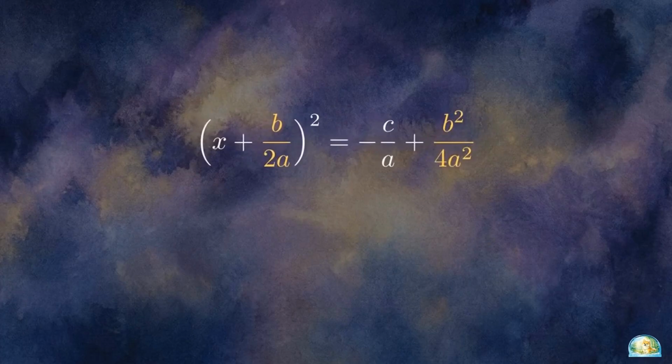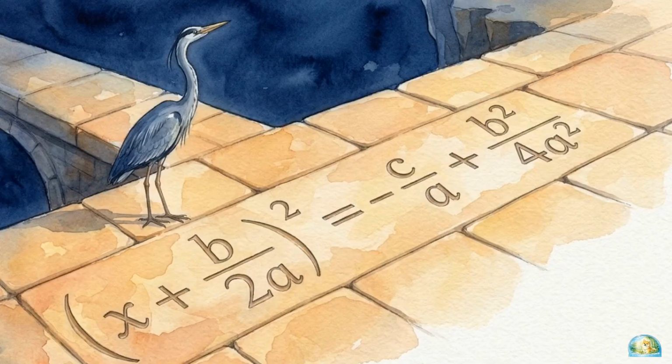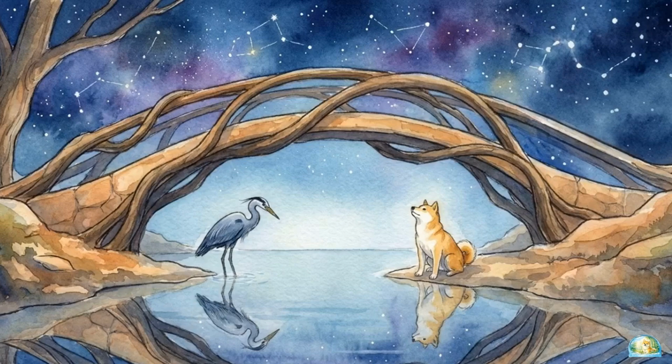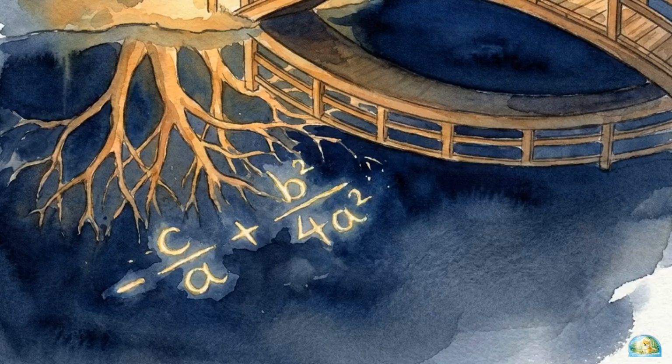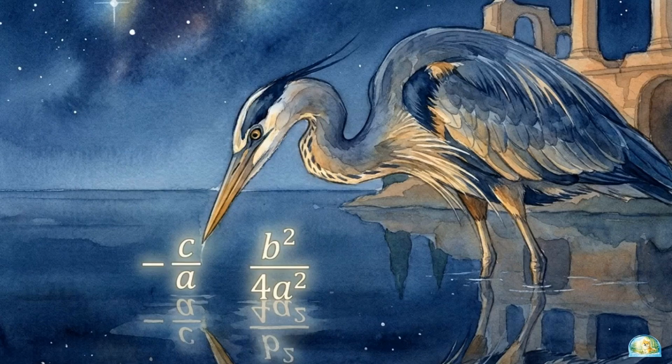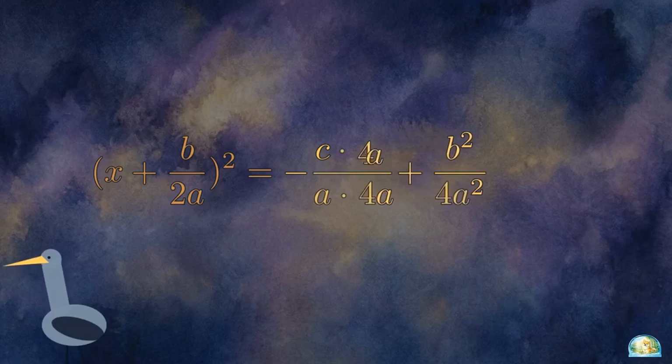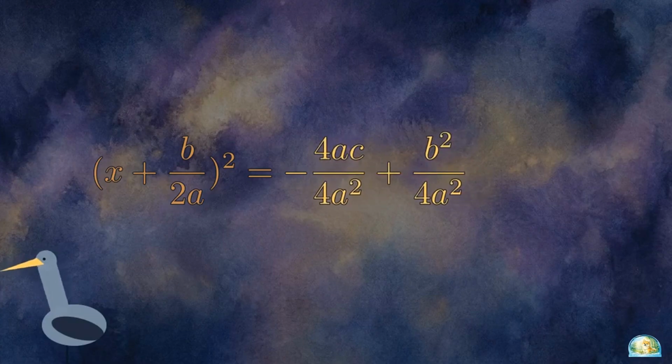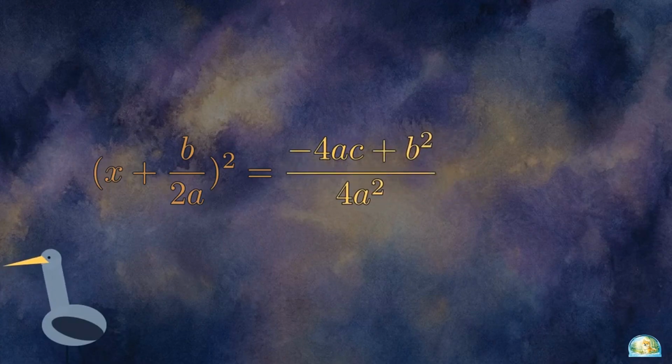Following Ren as she studies reflections at the radical sky bridge, we must resolve the fragmented terms. Rewrite negative c over a plus b squared over 4a squared as one fraction after completing the square. What common denominator is needed to combine these specific terms? To match the denominators, we rewrite negative c over a as negative 4ac over 4a squared. Now we combine the numerators over that single denominator to get b squared minus 4ac over 4a squared. The equation becomes x plus b over 2a squared equals b squared minus 4ac over 4a squared.